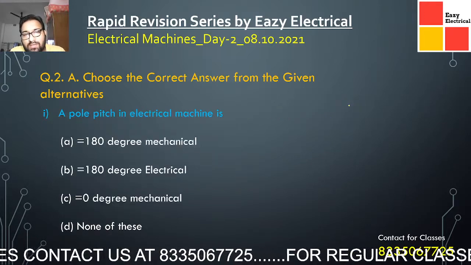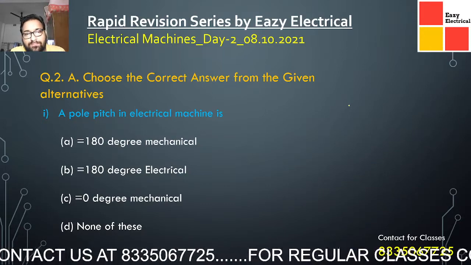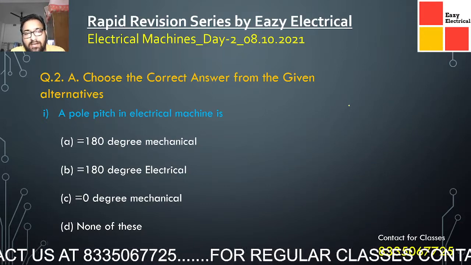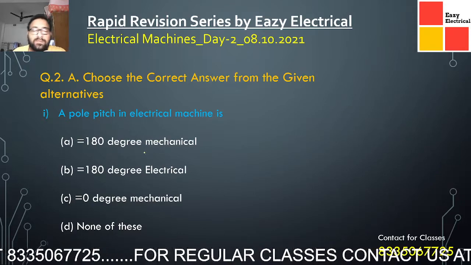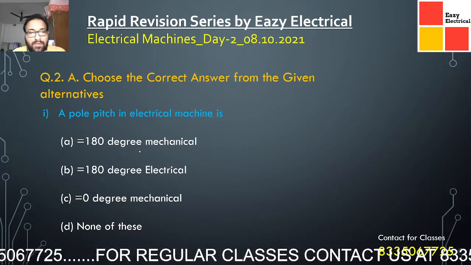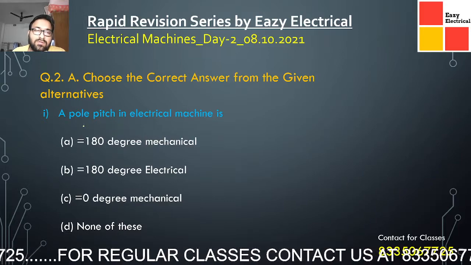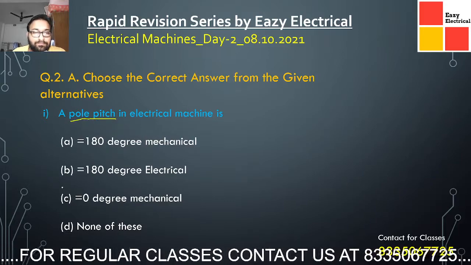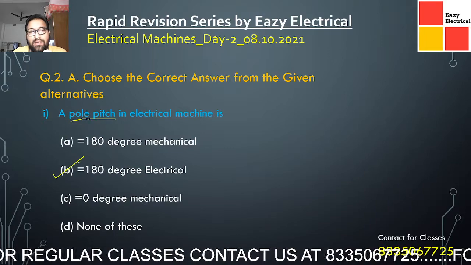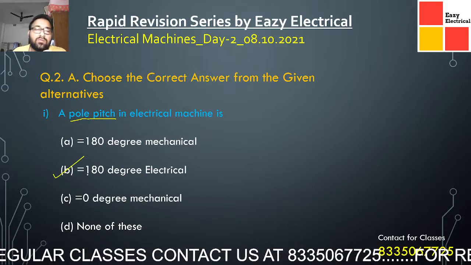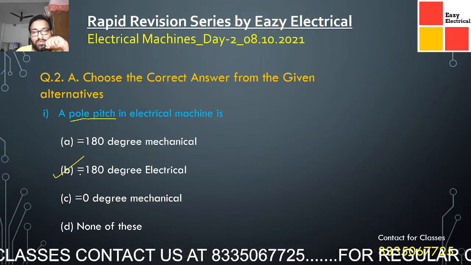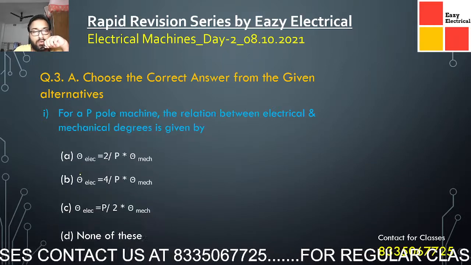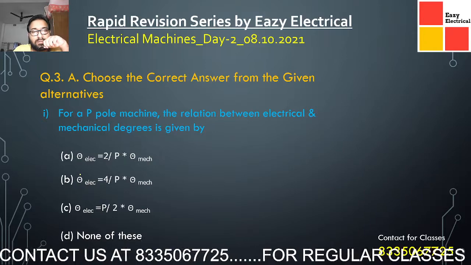Now coming to today's next question, that is a pole pitch in an electrical machine is. Basically we know that there are two specific degrees, one is an electrical degree and one is a mechanical degree. Basically a pole pitch is always associated with 180 degree electrical. Okay, so it is sometimes called the span of the two poles.